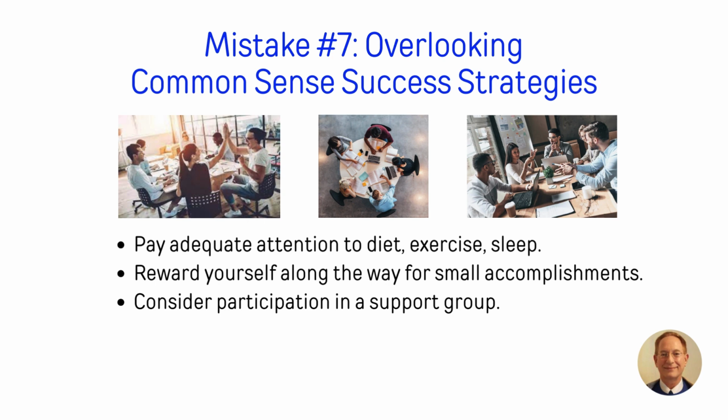Related to number 6 is mistake number 7, overlooking common sense success strategies. Of course, it's important to pay attention to diet, exercise, and sleep. It also helps to reward yourself along the way for small accomplishments. Cumulatively, small accomplishments snowball into the kind of major progress that gets you to the finish line. But one idea that most students tend to overlook is participation in some kind of support group.